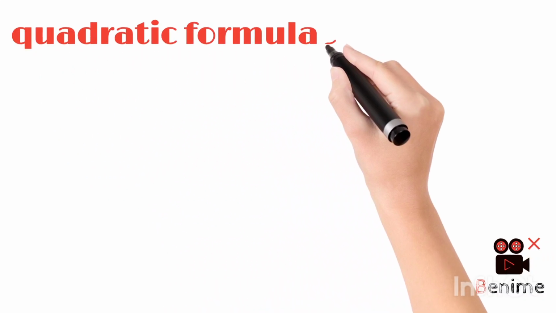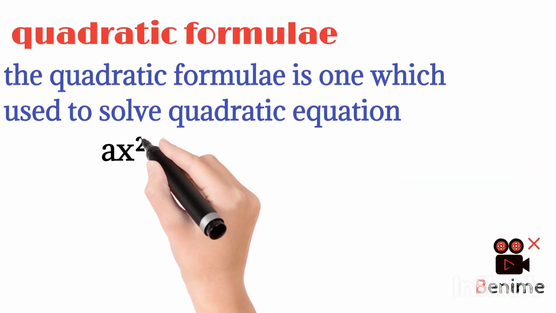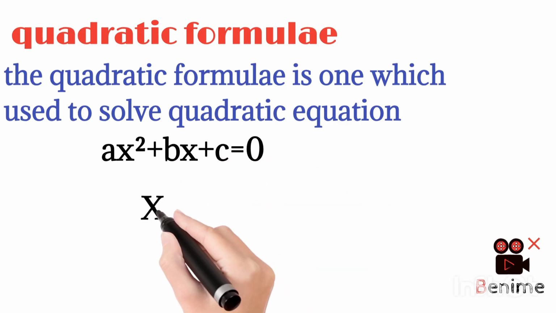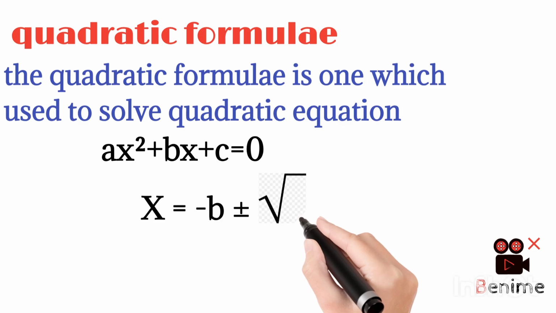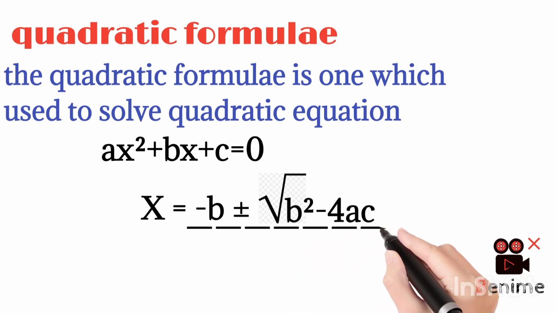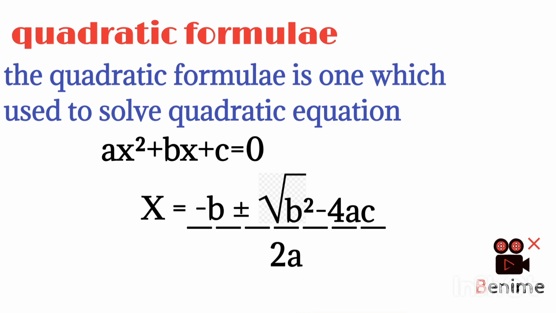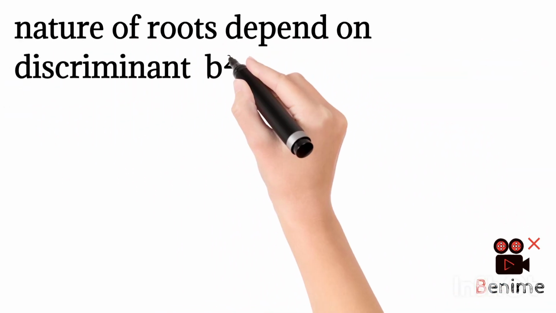Hello students, today we will learn the quadratic formula. The quadratic formula is one which is used to solve quadratic equations. The standard form of a quadratic equation is ax² + bx + c = 0, and the formula is x = (-b ± √(b² - 4ac)) / 2a.